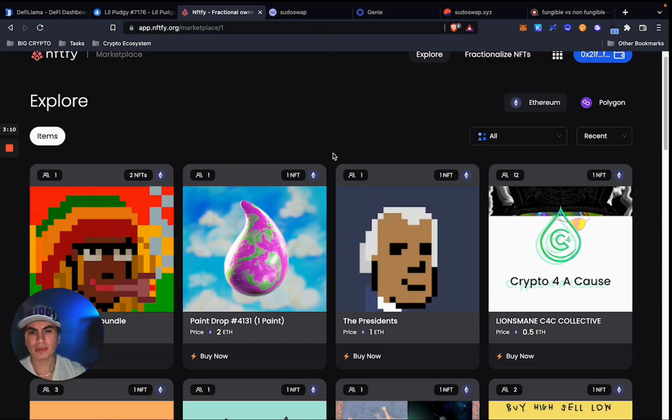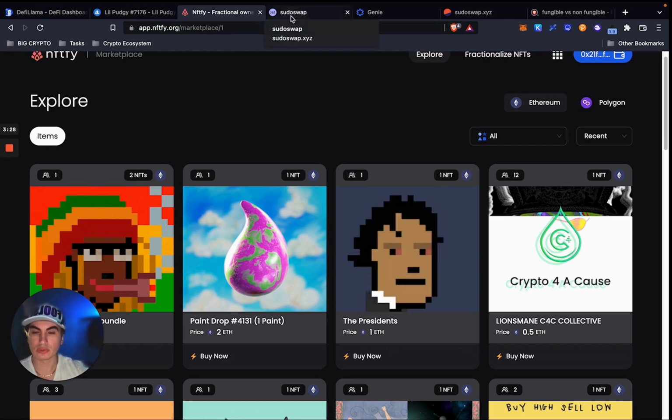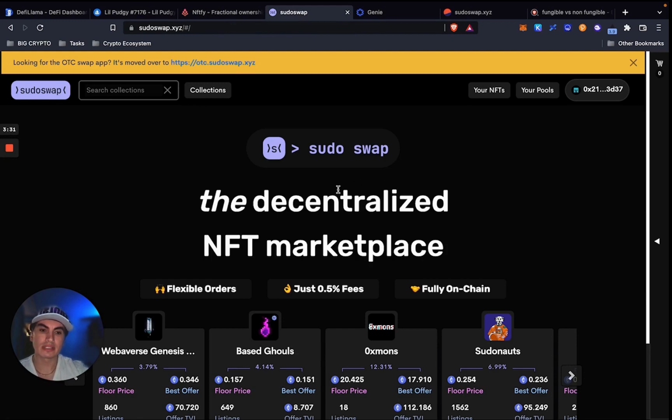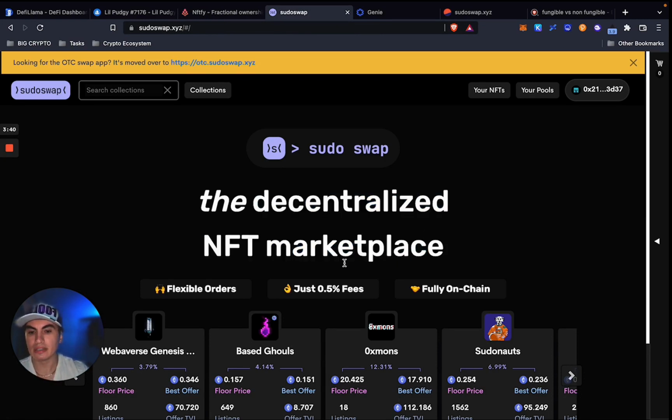Now, the biggest problem between all of these is liquidity, right? In order to have an efficient marketplace, you need liquidity, and you need instant liquidity. Just like when you're trading regular tokens, NFTs don't really have that, at least they didn't until now. And this is where SudoSwap comes in, right? SudoSwap is essentially an automated market maker for NFTs, and I'll go over that in a bit, but essentially it's a decentralized marketplace. Now, the biggest difference you'll instantly see is just 0.5% fees.